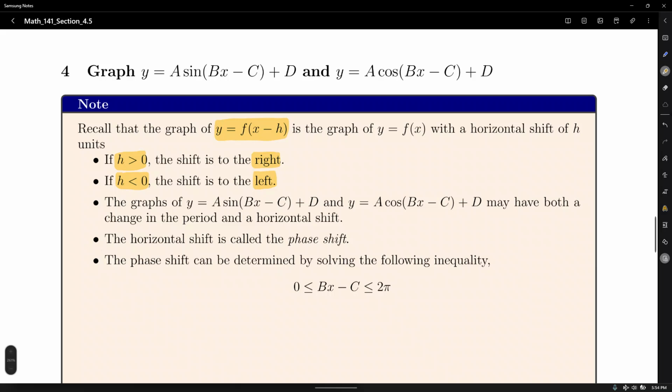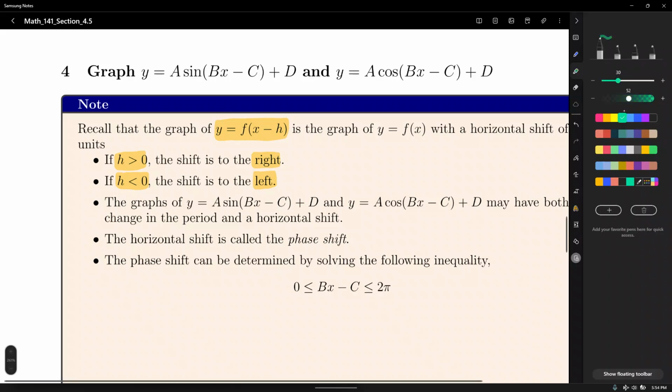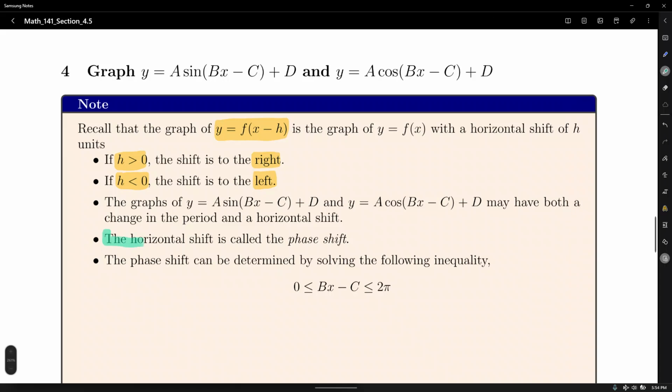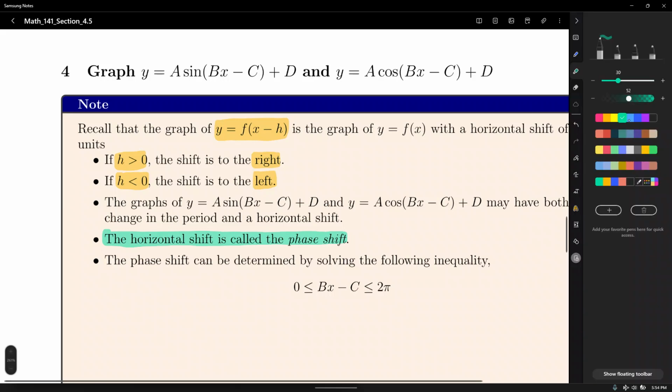So what is that going to do? That's the horizontal shift for the trigonometric functions, which in a more fancy way in the world of trigonometry is known as the phase shift. Actually, when we have all kinds of transformations, these new graphs will suffer both a change in the period and also a horizontal shift.